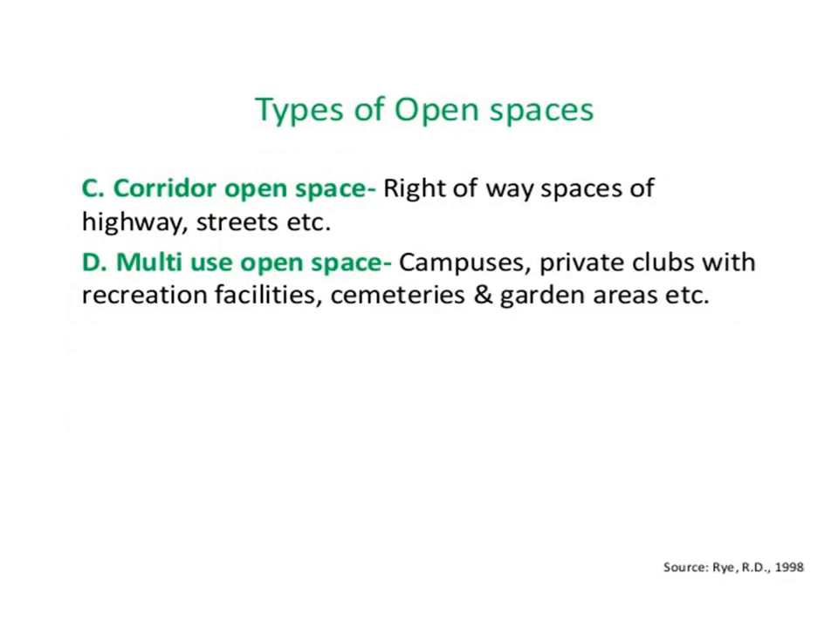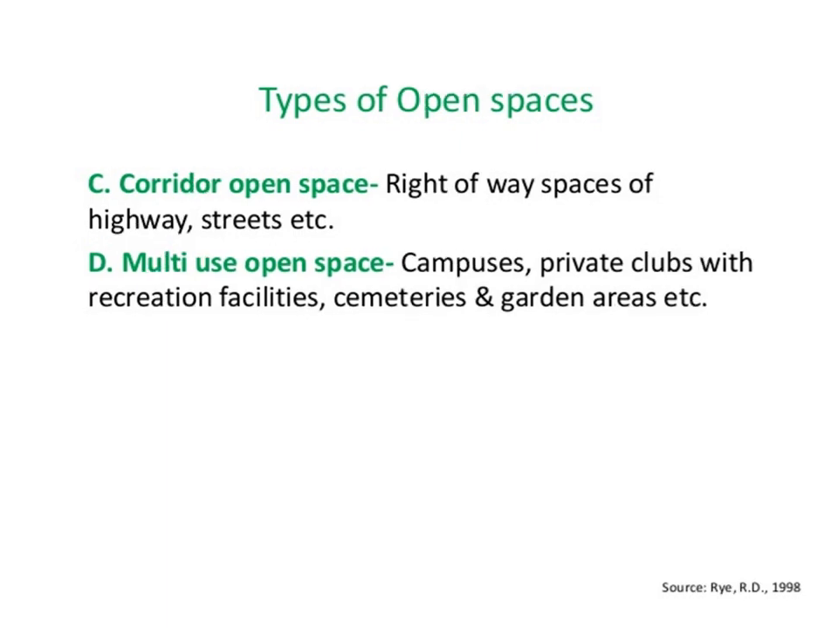Then the other type of open spaces are corridor open space, right of way space of highways, streets. It comes under corridor open space. Then multi-use open space, campuses, private clubs with recreational facilities, cemeteries and garden areas come under multi-use open space. Then in this slide we are going to see the corridor open space consists of right of way space of highway streets. Then multi-use open space consists of campuses, private clubs with recreational facilities, cemeteries and garden areas, etc.